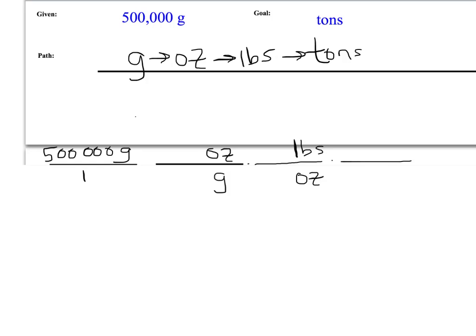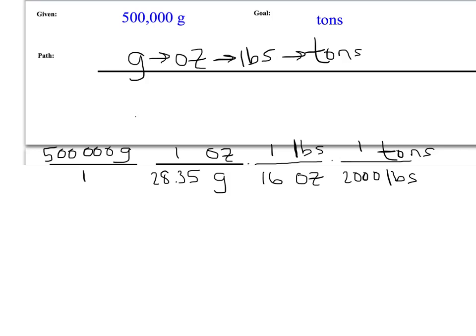And I still need to keep going. I need to go from pounds to tons, and currently pounds is in the numerator. So I'm going to put pounds in the denominator and tons in the numerator. Now's the time when you can go back and put the numbers in. So looking at the green sheet, I see that there are 28.35 grams for every 1 ounce. There are 16 ounces for every 1 pound, and there are 2,000 pounds for every 1 ton.